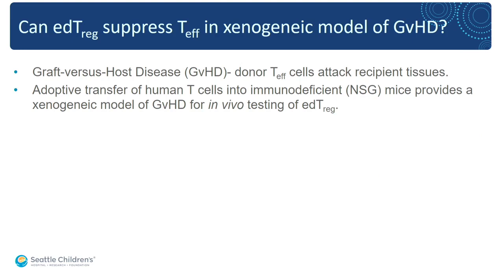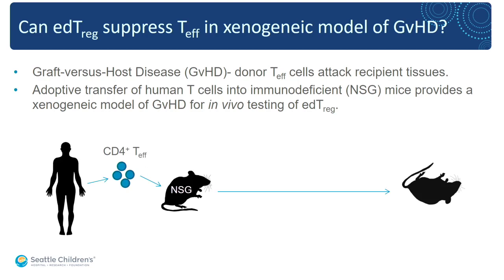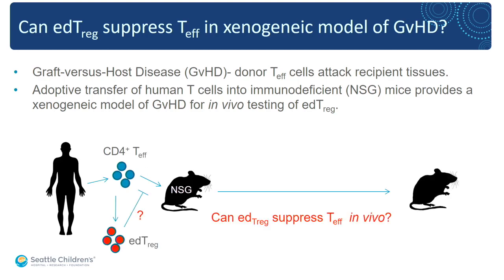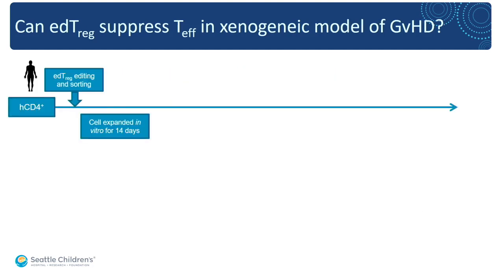One of the ways that we've looked at this is using a graft versus host disease model. And we know that if we take human T cells and put them into an immune deficient mouse, they recognize the mouse as foreign and they drive this GVH process. So that's sort of shown schematically here. So the question is whether, if we co-introduce these edited cells in association with these pathogenic effector cells, we can turn this process off.